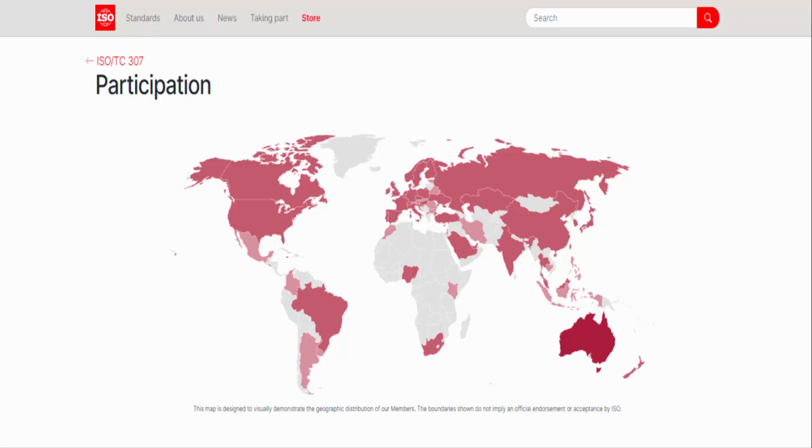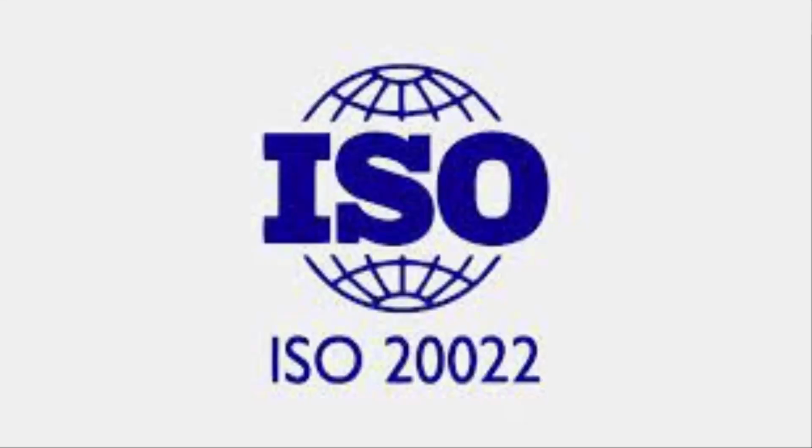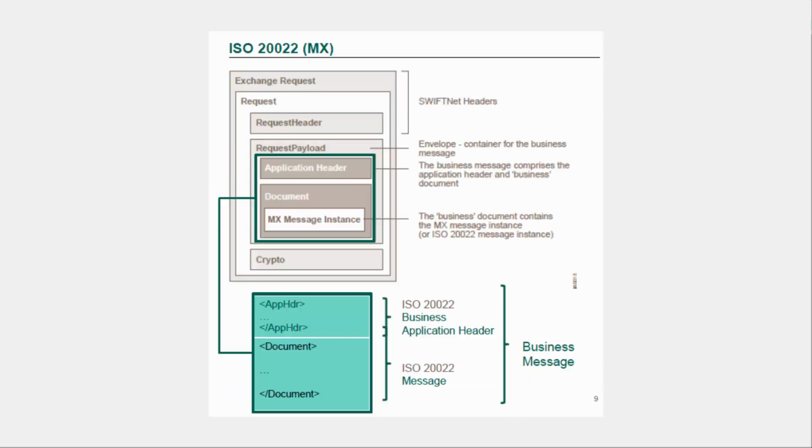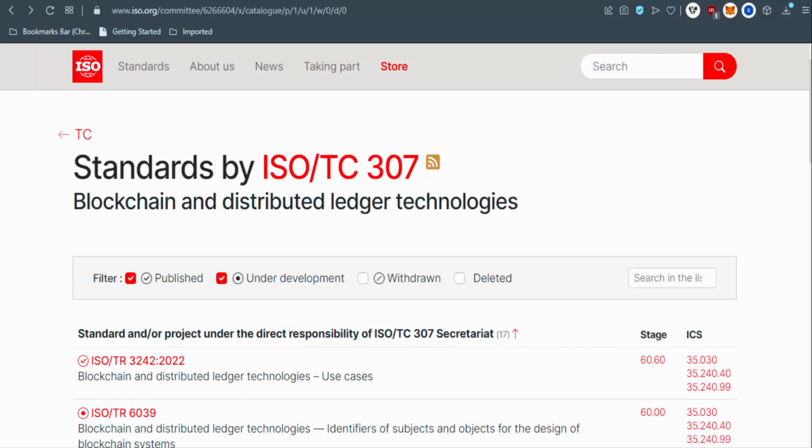So to compare the two standards, ISO 20022 and ISO TC 307, I would say the ISO 20022 standard is specifically for financial messaging, focusing on the structure and format of financial messages for financial institutions when making payments, whereas ISO TC 307 is a committee that is working on blockchain and DLT standards and guidelines, focusing on the broader aspect of DLT technology and its applications.